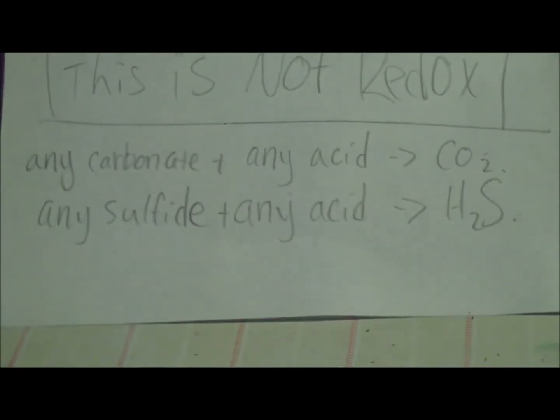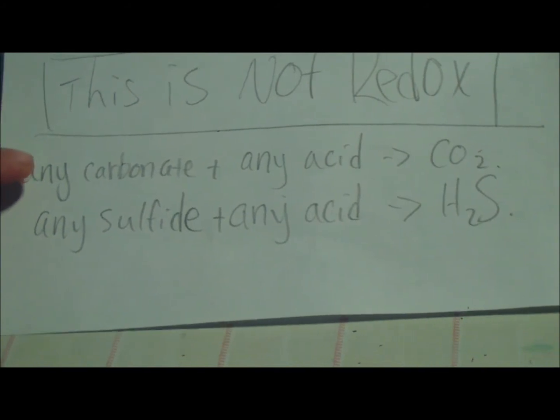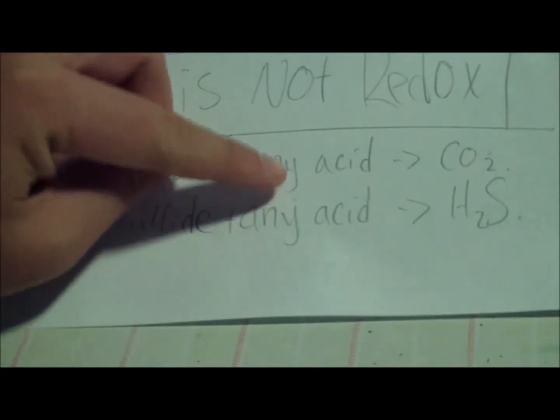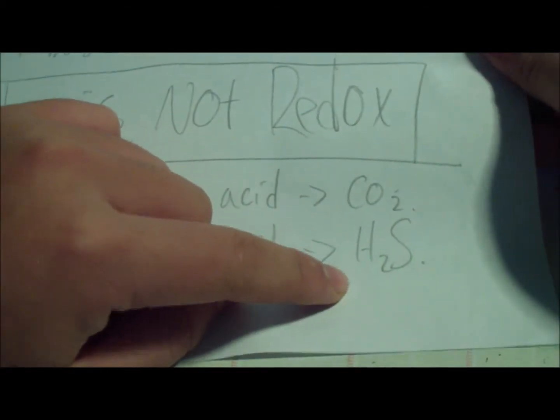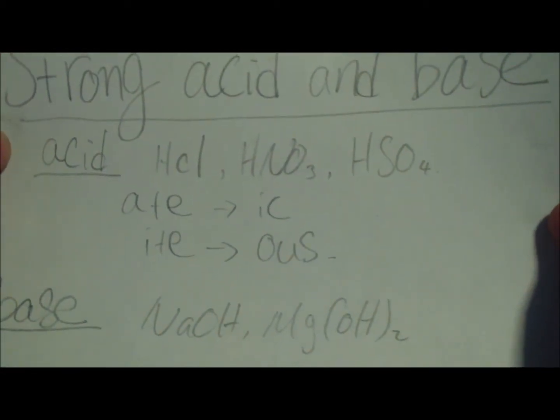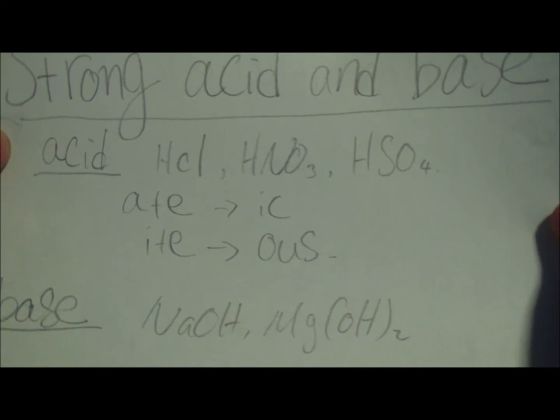And right here, these two you must know. Any carbonate plus any acid, it must have a product of CO2. And any sulfide plus any acid, you must have a product of H2S. Okay. Now we need to know some strong acids for the test. So the strong acids you need to know are HCl, HNO3, and H2SO4.